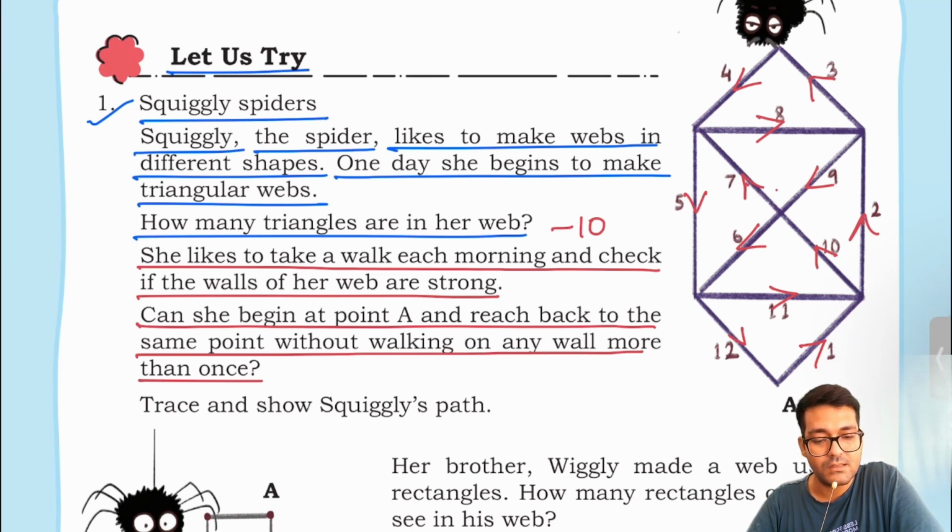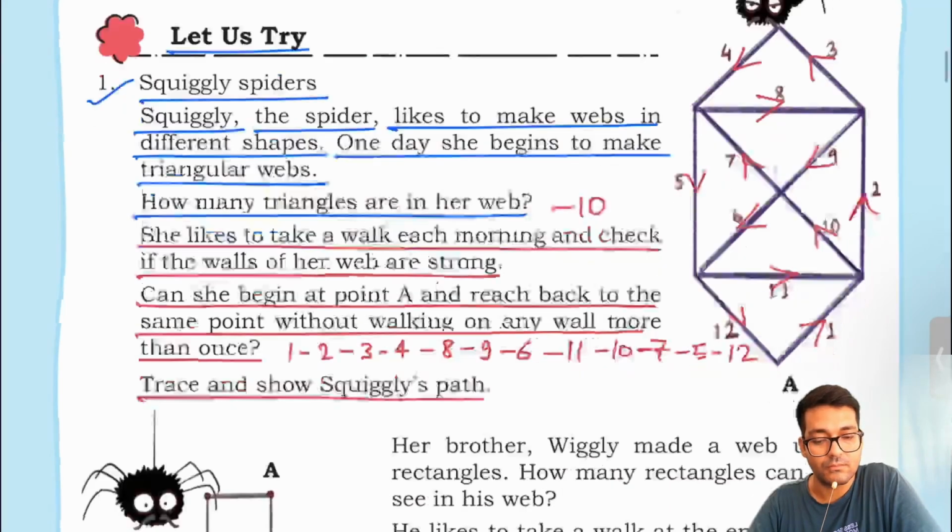The path is like this 1, 2, 3, 4, 8, 9, 6, 11, 10, then 7, then 5, then 12. Trace and show Squiggly's path. I have already shown.